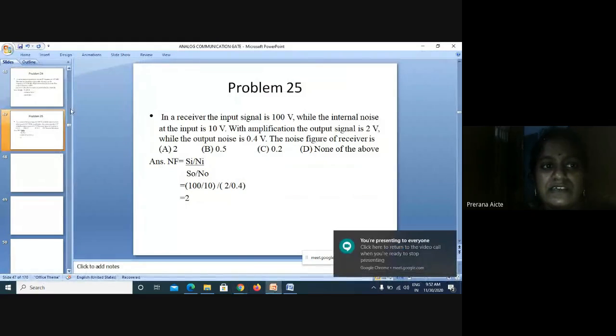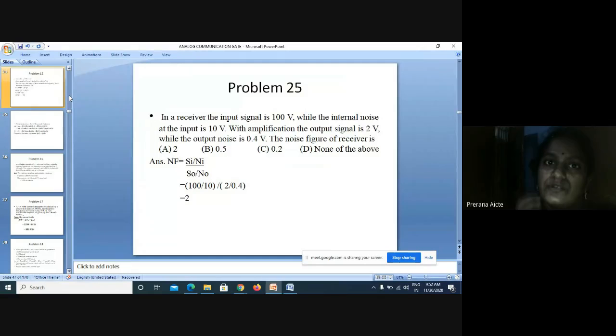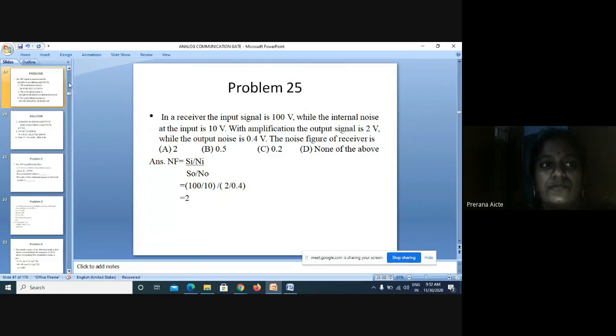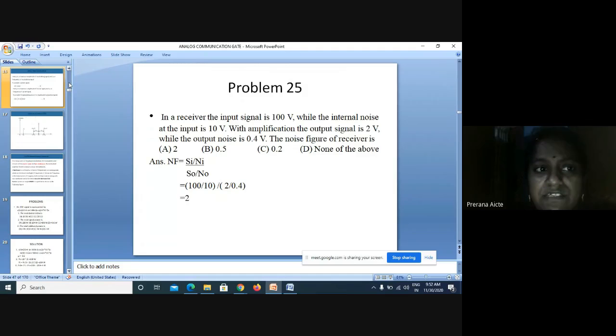In the previous class, we discussed analog communication: what is modulation, what is the need for modulation, and the different types of amplitude modulation. Now in this session, we'll discuss angle modulation.